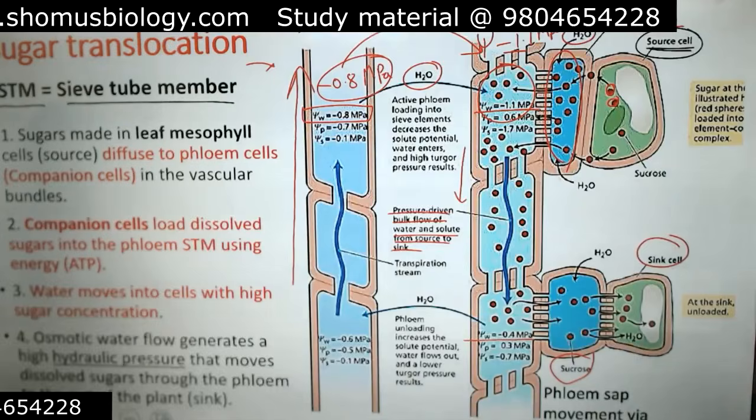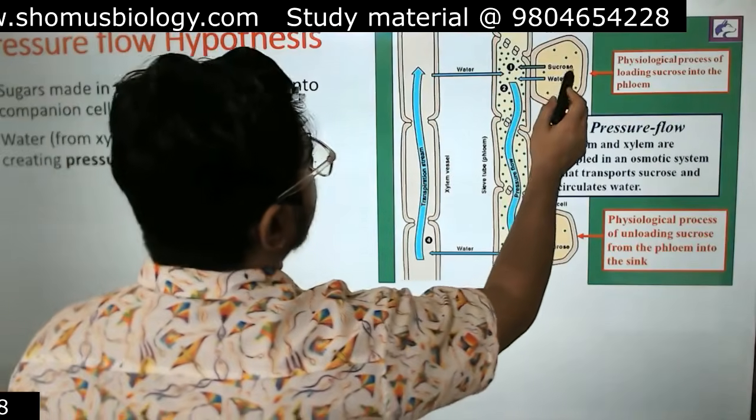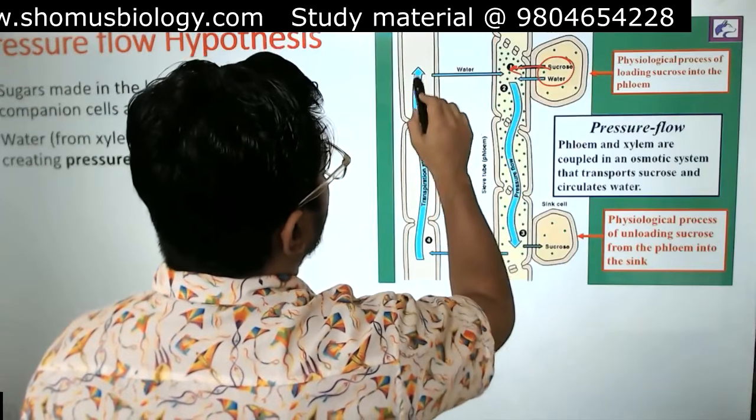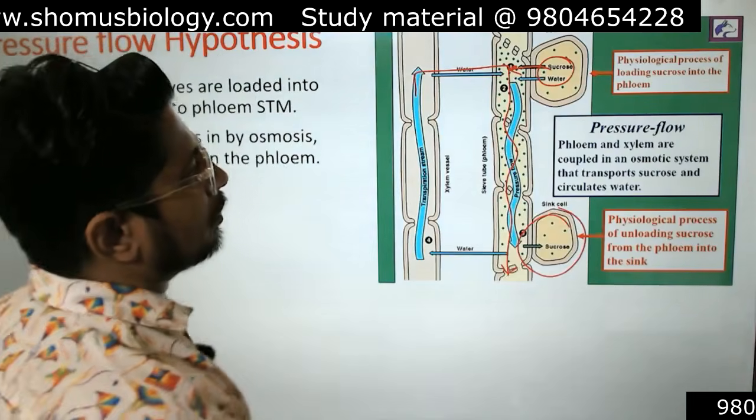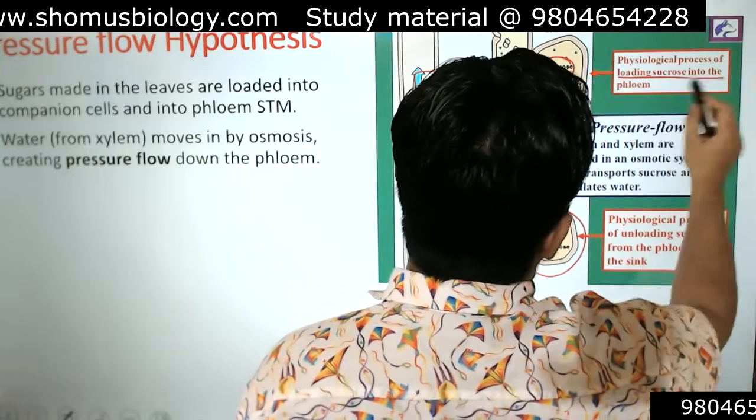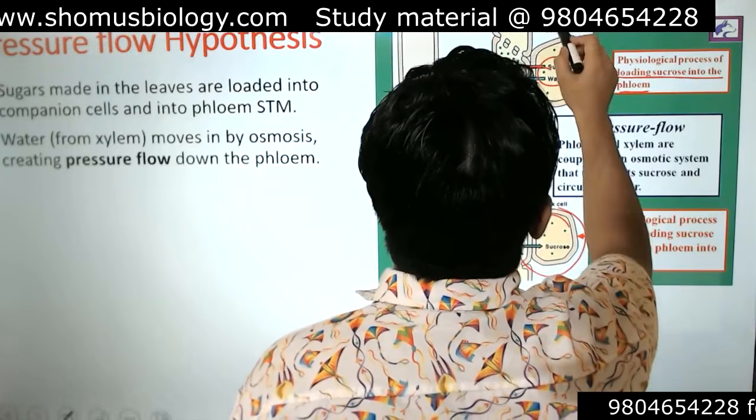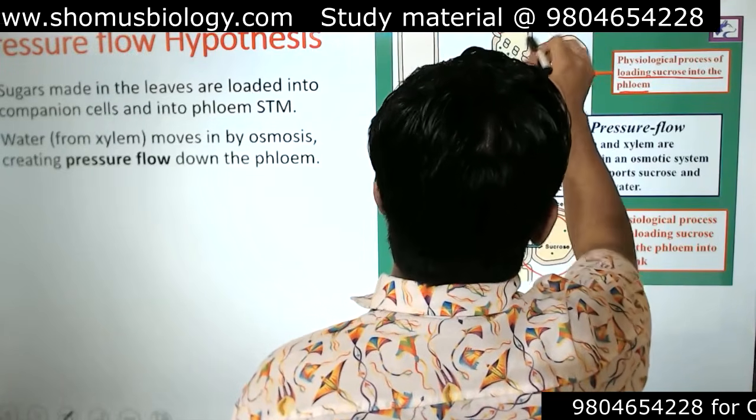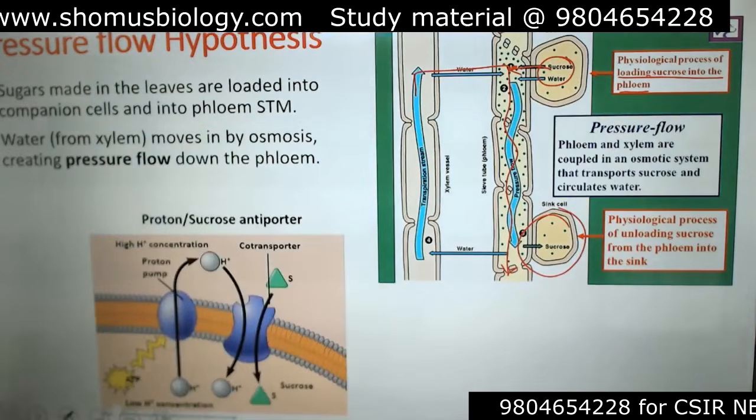So the same thing is represented here, I already told you that. Here you can see the source, sugar is loaded, water transferred, dissolved and transferred to the sink. So this is the physiological process of loading sucrose into the phloem. And remember in loading, we have what kind of cell? Companion cell, sieve tube member. Okay. And unloading, now how is unloading done? Let me show you the unloading process.